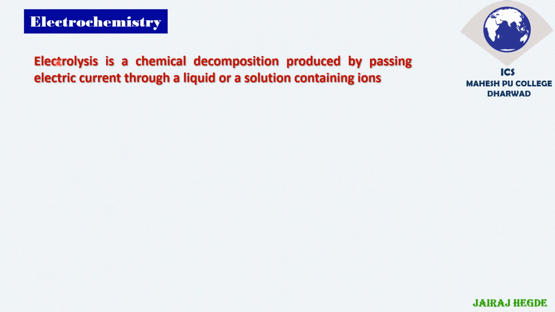First we have to understand what electrolysis actually is. In the term itself, electro stands for something related to current and lysis stands for breaking. Here we are breaking a chemical compound with the help of electricity. So it's a chemical decomposition produced by passing electric current through a liquid or a solution containing ions. The ions are required for the conduction of electricity. Either we should have a liquid or a molten state of ionic solids, or a solution containing electrolytes.